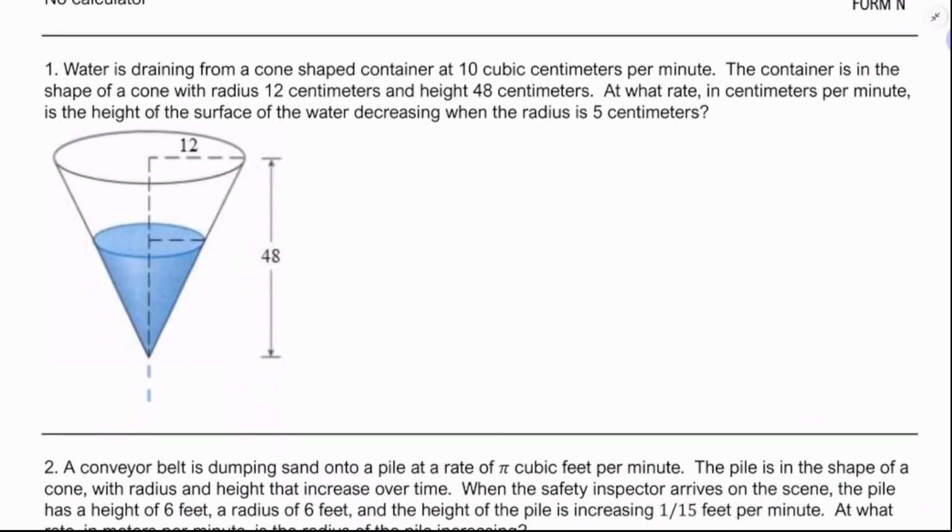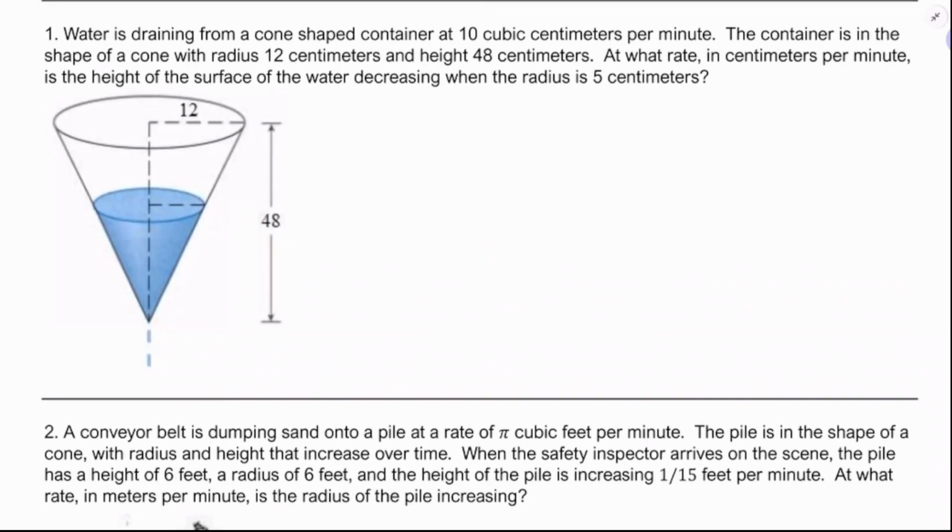All right, on Form N, it's very similar, so I'm going to go through this one a little faster. We've got our volume formula. We know that the ratio of radius to height on this cone is 12 to 48, or 1 to 4. And we're interested in the rate of change of height. So I need to get rid of r. I need to keep h in my formula, so when I take the derivative, I have a dh dt. So r is going to be 1/4 of h.